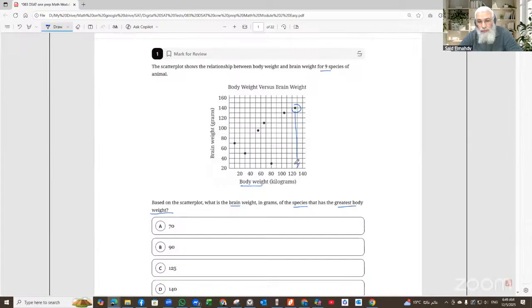This is the greatest body weight, so its brain weight is 140. It is asking what the brain weight is. So brain weight is 140. The answer is 140, choice D.